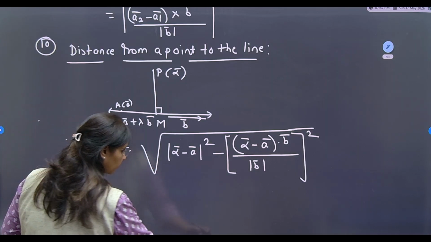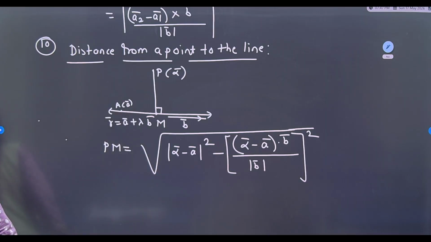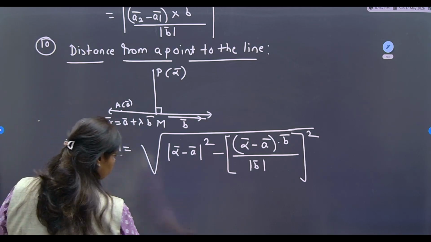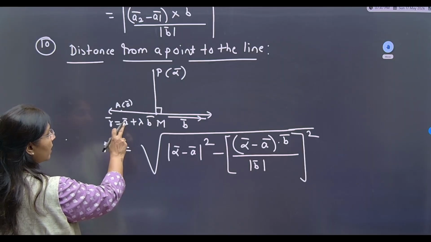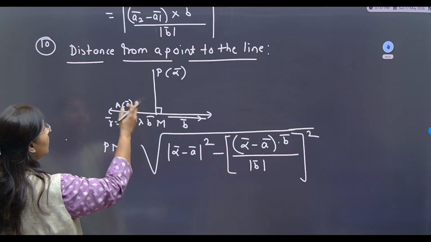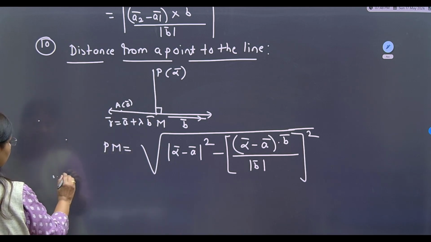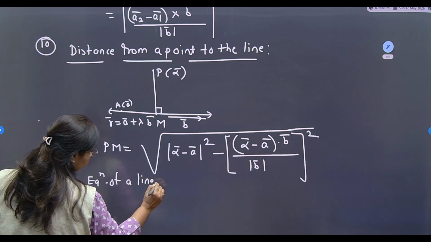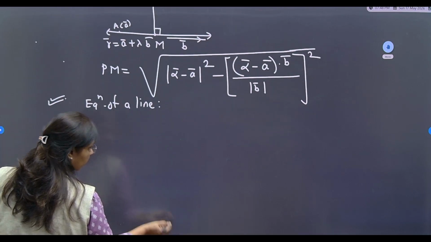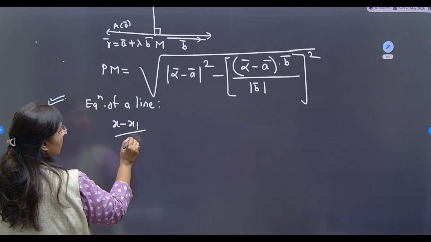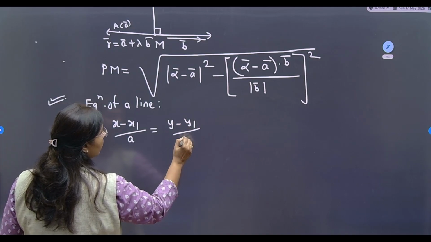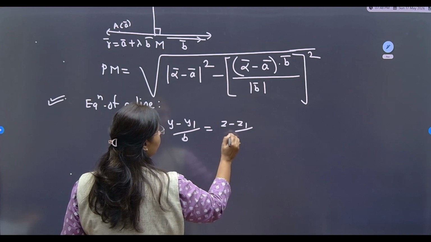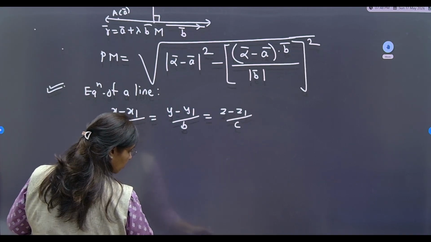Then next point: intersecting completed, cos theta completed. And suppose the question gives vector equations, then we use this formula. And suppose the Cartesian equation is given, the Cartesian equation of a line is x minus x1 upon a equals y minus y1 upon b equals z minus z1 upon c.